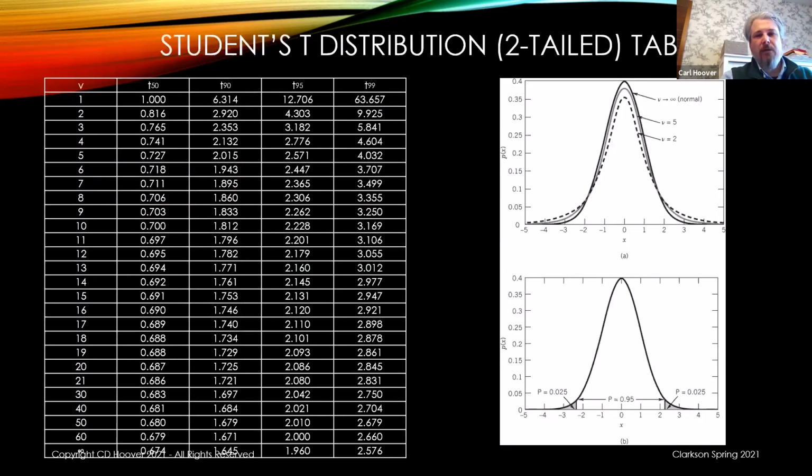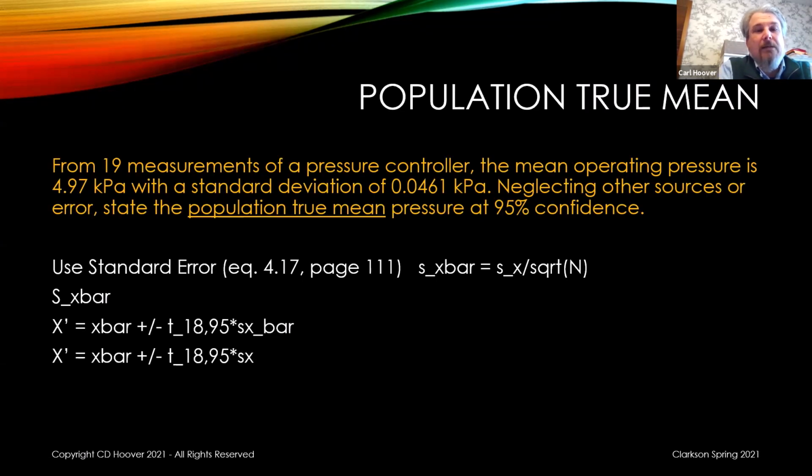Actually, this next problem I showed here was a slightly different problem, similar, from those 19 measurements of a pressure controller. The mean operating pressure is 4.97 with standard deviation of 0.0461. So neglecting other sources of error, state the population true mean at 95% confidence.